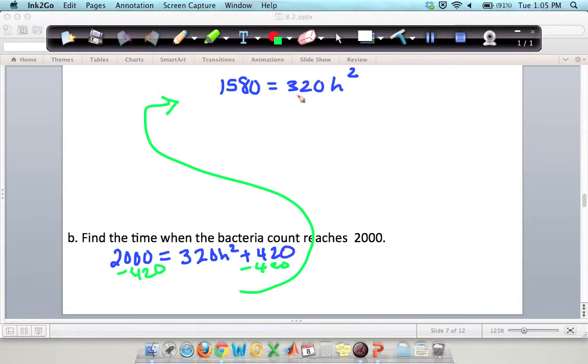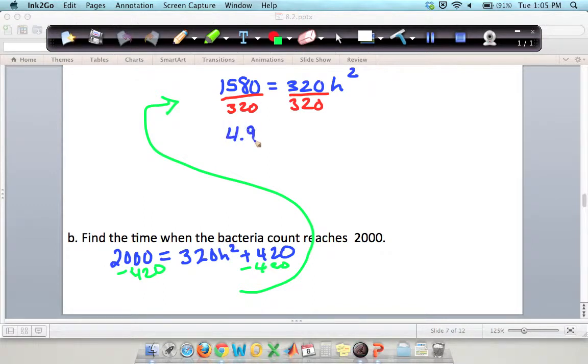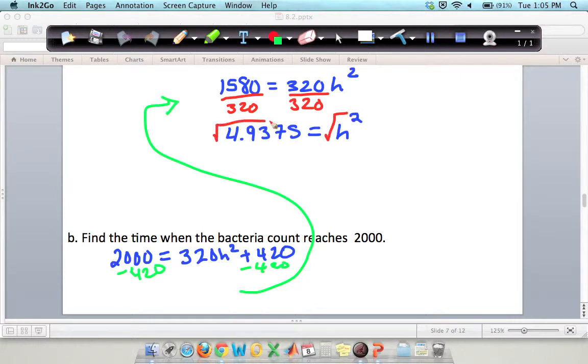Divide both sides by 320 to get h squared by itself. And you get 4.9375 equals h squared. I try not to round until the end. It's supposed to be an h squared. Okay. And now to get h by itself and not have the squared, you take the square root of both sides. And I only need the positive answer. We don't have a negative number of hours. So when you take the square root, you're going to get approximately 2.2 hours.